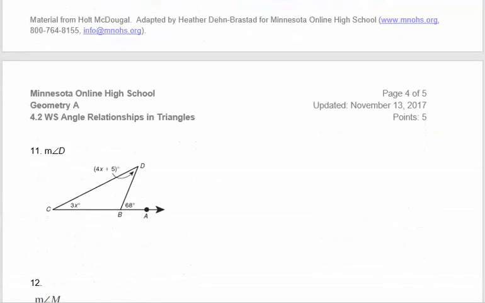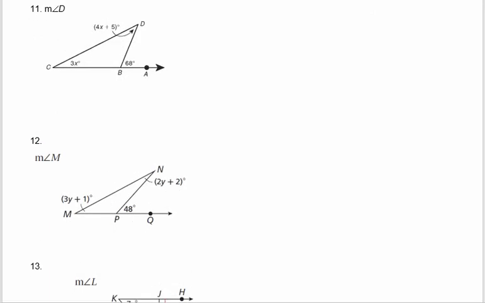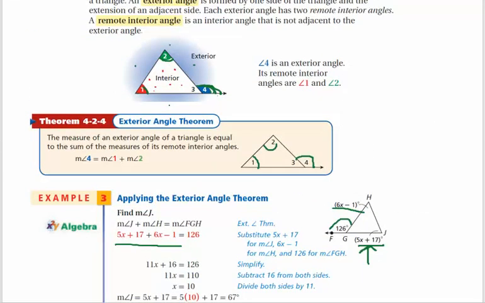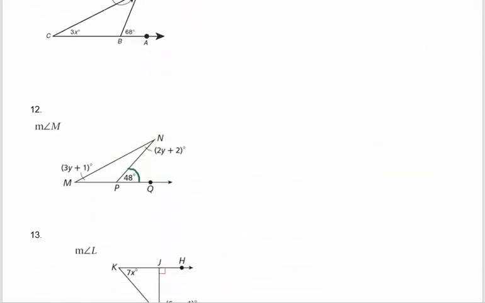So let's do, there's a few of these. Let's do number 12. That one looks a little bit trickier. In number 12, they want us to find the measure of angle M. We know that the angle M expression is 3y plus 1, and another one is 2y plus 2. That's the measure of angle N. And we know that the exterior angle is 48. So we're going to use the exterior angle theorem that says that the measure of an exterior angle of a triangle is equal to the sum of the measures of the two remote interior angles. So 48 is equal to 3y plus 1, that's one of the interior angles, and the other one is 2y plus 2.